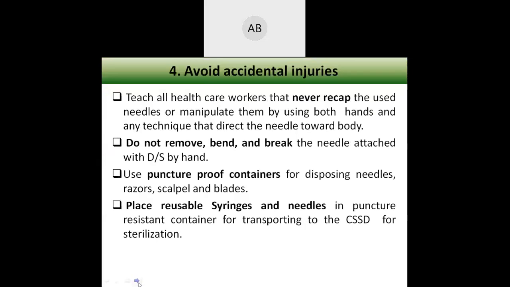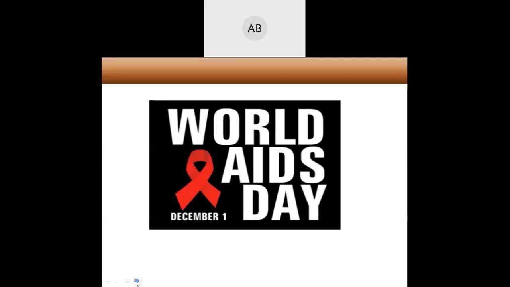Next is avoid accidental injuries. Accidental injuries are very common among the health team members, especially among the nurses. So again, never recap the needles, and don't manipulate the needles or syringes with your hand. Do not remove, bend or break the needle, and you can use puncture proof containers to dispose the needles. These are the same things. So this is how you can avoid accidental injuries. You must already know World AIDS Day is celebrated on December 1st.